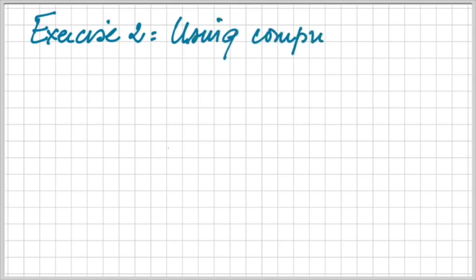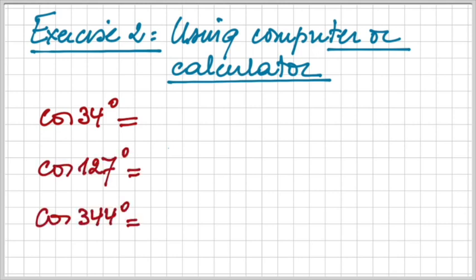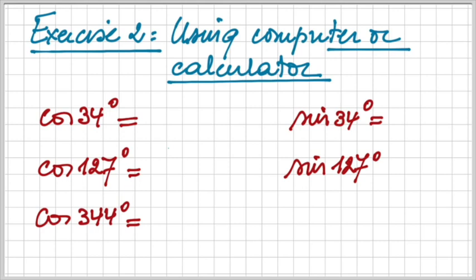Now we have some final exercise you can do using your computer or calculator, which has these functions on it. And I just ask you to stop the video here and do the calculations for cosinus 34 degrees, 127 and 344 degrees, and do the same for the sinus function. So if you want, you can stop the video here and do the calculations and then you can see if you did it correctly or not.